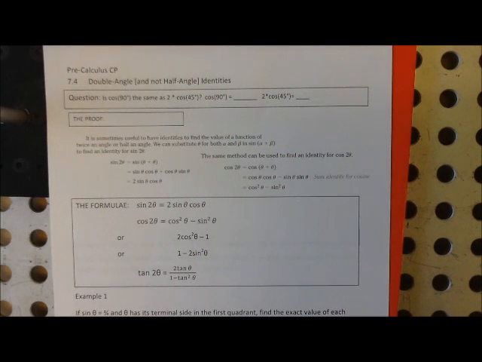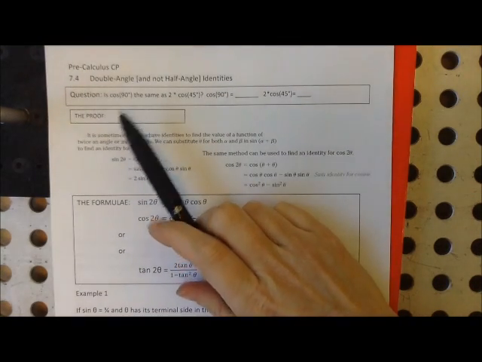Hey pre-calculus, so next one, double angle identities. We don't do half angle identities in this course, although you're welcome to look at them if you like. They're very useful. But we're going to focus on the double angle identities. So, just like with the sum and difference, we're going to have a motivating question.